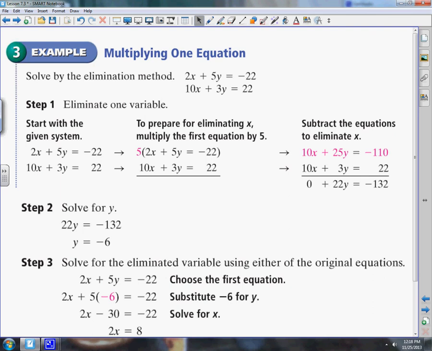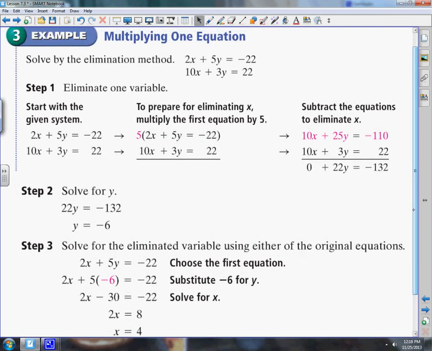Multiplying one equation. Now, here's where it gets a little bit tricky. If I look at these two equations, it's not nice where it's like 5 and 5. You have two different numbers for both, the 2 and the 5 and the 10 and the 3. Both of those are different values. So what you have to do if you want to do this subtraction way is multiply this whole top equation by 5. I'm going to multiply it all by 5 because I want to get a 10, so then I can subtract 10 minus 10 and get rid of the x's.